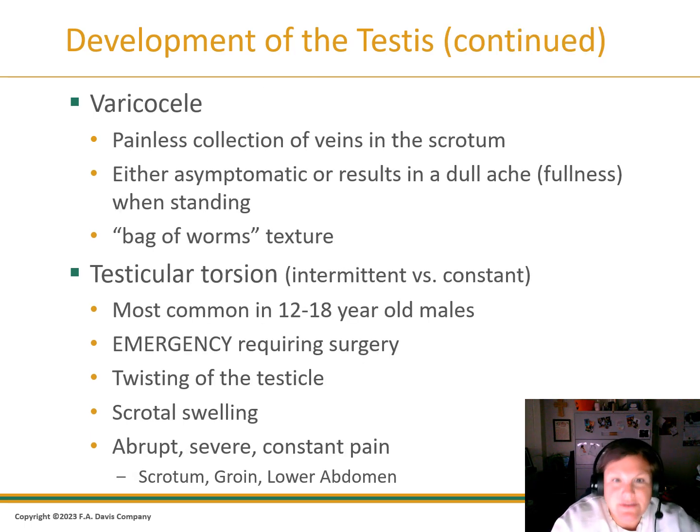A varicocele is a collection of veins in the scrotum. It's painless for the patient. It is what they refer to as a texture that mimics a bag of worms.